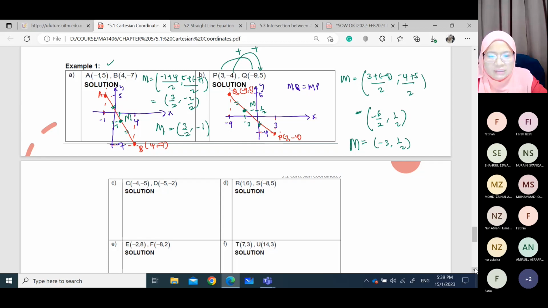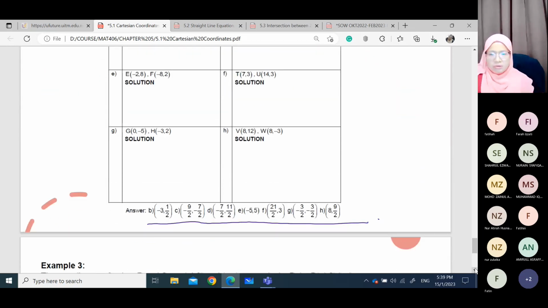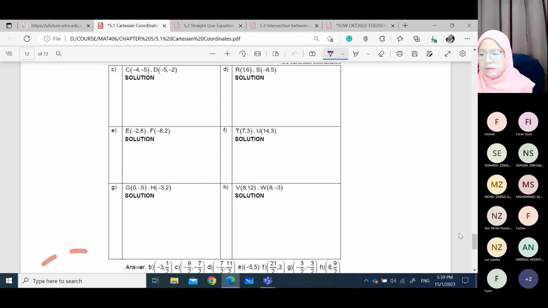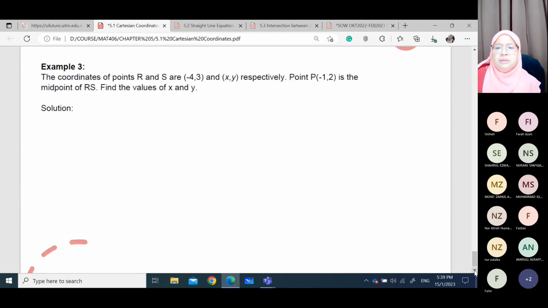Okay, so untuk exercise boleh buat sendiri C, D, E, F, G, H. Ada jawapan kat bawah tu. So boleh tengok. Kalau ada kemusykilan, cepat-cepat tanya dengan saya. Alright. So next kita tengok sample 3.